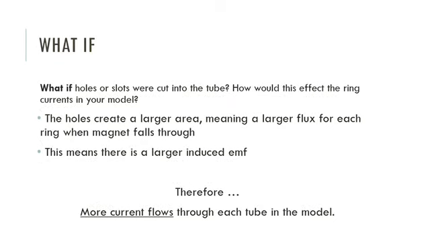Furthermore, what if holes or slots were cut into the tube? How would this affect the current flowing through the model? Well, with a hole in the tube, there would be a larger area, meaning that there would be a larger flux flowing through each ring when the magnet falls through. This means there is a larger induced EMF due to Faraday's law, so more current flows through each ring in the model.